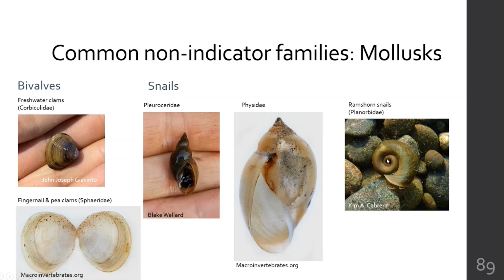Ram's horn snails are also pretty easy to distinguish. But then there are several families that might superficially resemble the Pleurocerid group, and you'll need to look closer to see if there's an operculum and how many whorls you have and things like that.